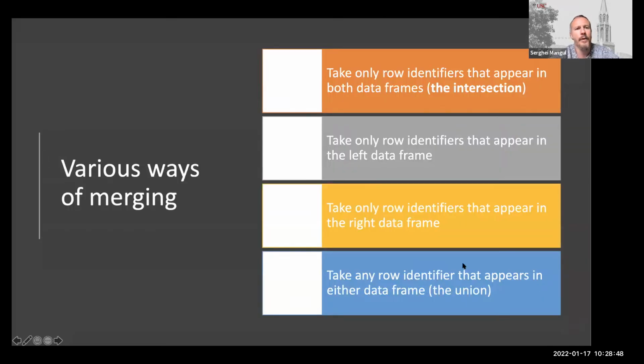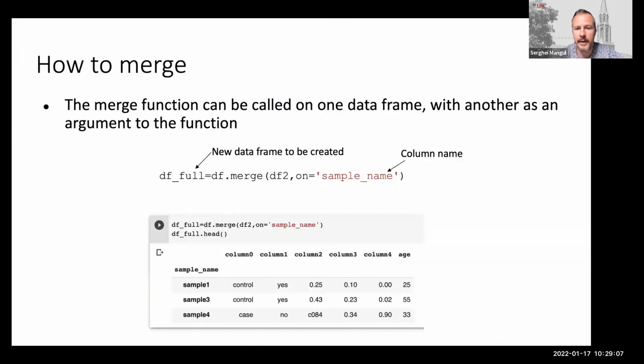Okay, so actually there are more than that, right? That's one way, and actually that's the default. But there is more than that, in the sense that we can take only rows identified that appear in both data frames. And actually this is what we did, right? Take only rows identified that appear in the left data frame. And when I say left and right, I mean, just looking at it, this is right, and this is left, right? So df is left, and df2 is right.